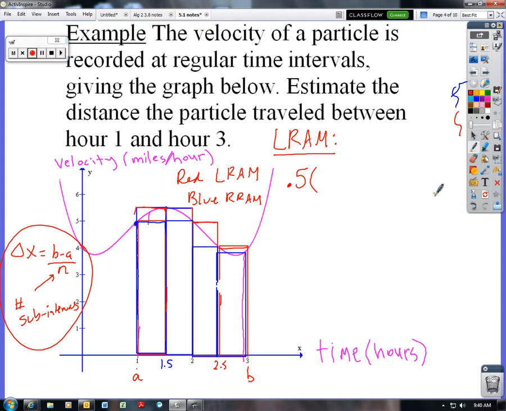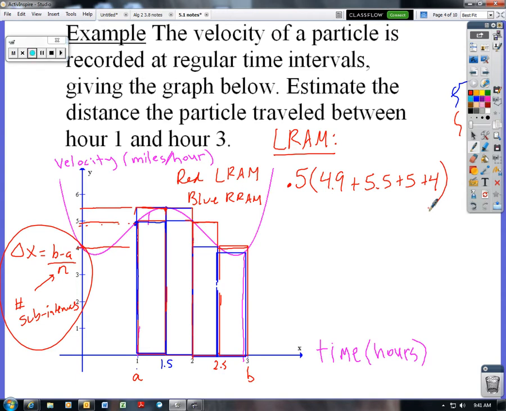Now we don't have an actual function equation for this, so we're going to just guess by looking at the graph. The first red rectangle is going to be about, we could say 5 to make it easy. If you want to be more specific, I'll do 4.9. Then we're going to add up the next one at 1.5. I'm going to come up, and here's the top of that one. That looks like about 5.5. The next one, I'm going to come up, hit the curve, and come across. That one's also about 5. And then the last one is here. I'm going to come up, I'm going to come across, and that's about 4.